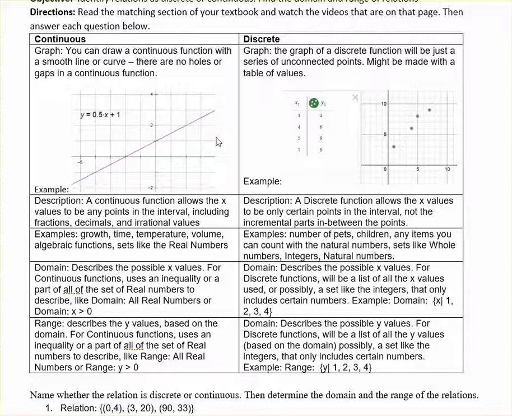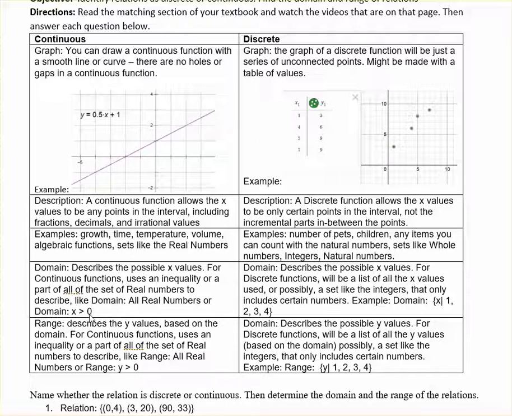Now, when you talk about the domain of a continuous function, we are going to use an inequality like greater than or equal. Or sometimes we'll just say that it's all real numbers. For example, a line, y equals mx plus b. Well, in this case, it's y equals 0.5x plus 1. There is no value that x cannot be. The domain is what are the possible x values. In the case of a linear function, it's all of them. It's all real numbers. But sometimes it doesn't make sense to include maybe the negatives, or maybe you're not allowed to have negatives. And in that case, your domain would be x is greater than 0. Or maybe x is greater than or equal to 0 if you could include 0.